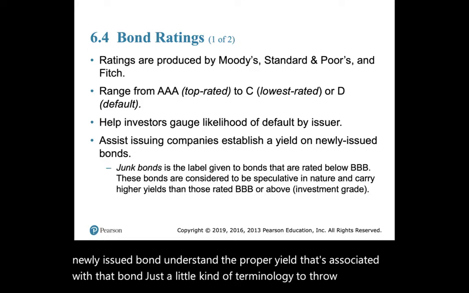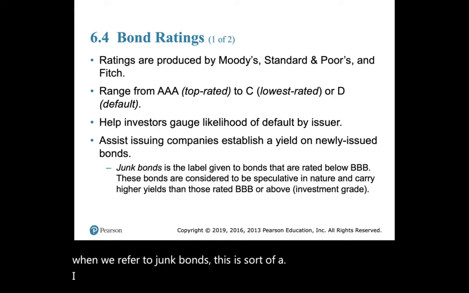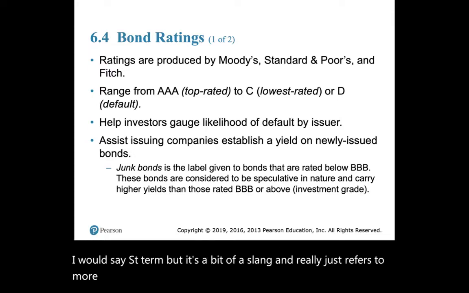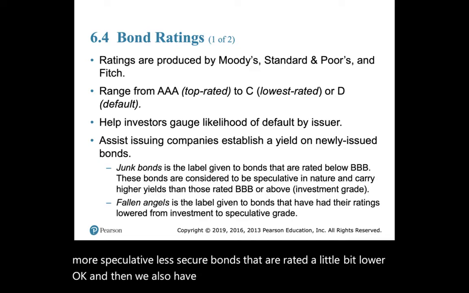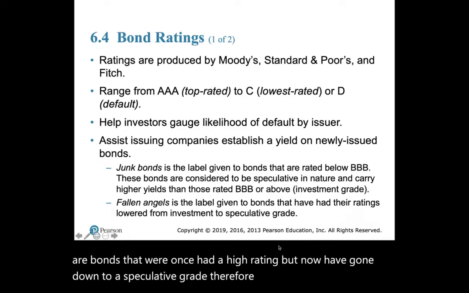Just a little terminology to throw at you. When we refer to junk bonds, I wouldn't say it's a street term, but it's a bit of slang, and it refers to more speculative, less secure bonds that are rated a little bit lower. Then we also have what are considered fallen angels, which are bonds that once had a high rating, but have now gone down to a speculative grade. Therefore, they've fallen from their rating.